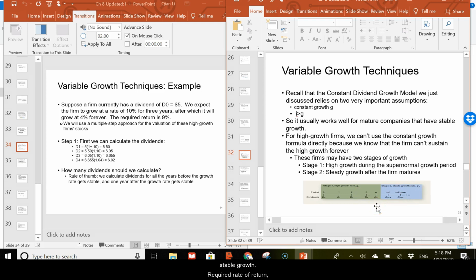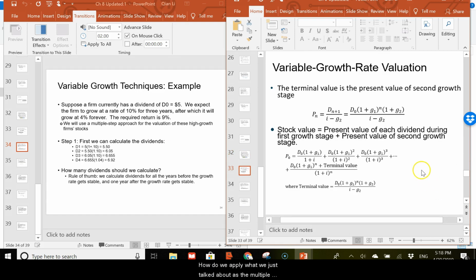required rate of return, little i, is 9%. So how do we apply what we just talked about as the multiple steps to finally get the price, or say the value of this stock? Well, the first thing we want to do is calculate the dividends, D1, D2, D3, and D4.